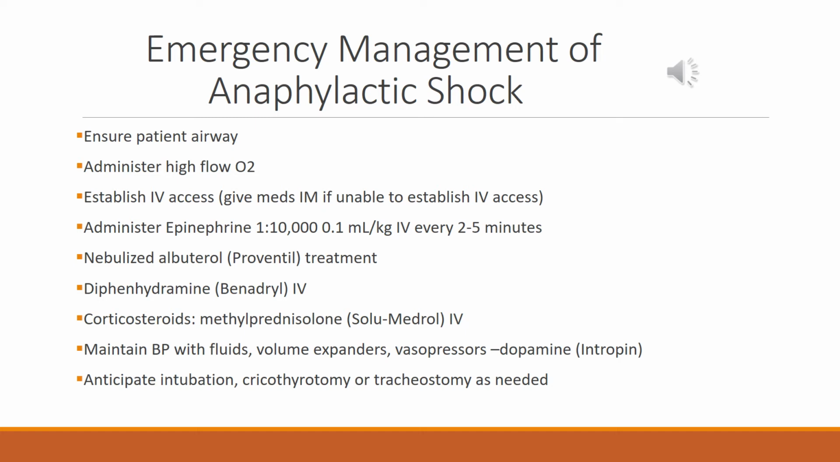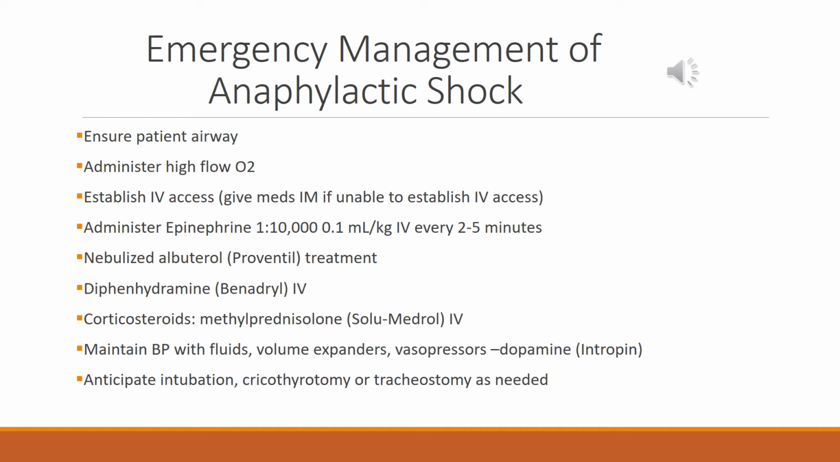We give them nebulized albuterol. We can give them steroids for persistent hypotension. We maintain the BP with fluids, volume expanders, and vasopressors, such as dopamine. So usually the train of thought with anaphylaxis is give them epinephrine, then start them on dopamine to keep their veins pressed, to keep trying to bring the blood pressure up, and then you can give them norepinephrine as well as a supplement.